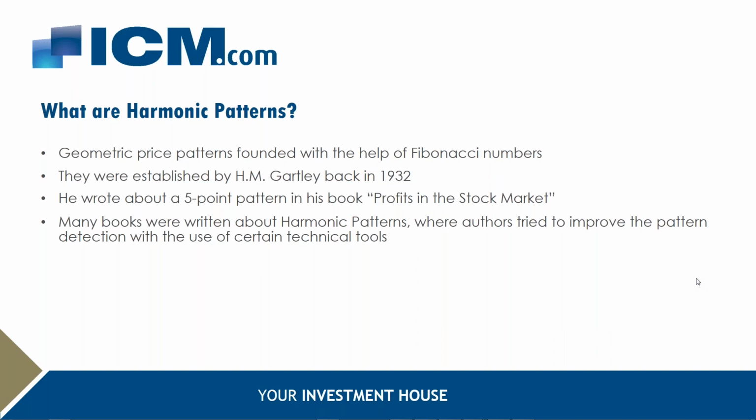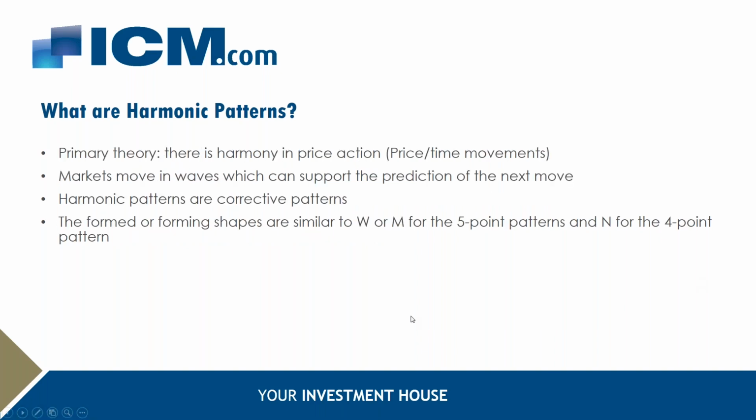The primary theory behind these patterns is that there is harmony in price action. We all know that the market moves in waves, impulsive and corrective waves, and we also talked about this when we explained the Elliott wave theory. So we have impulsive and corrective waves, and the type of these waves can help us in predicting the coming market move, or predicting the future movement in price.